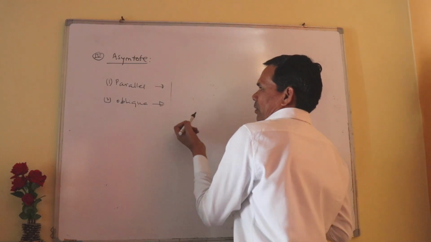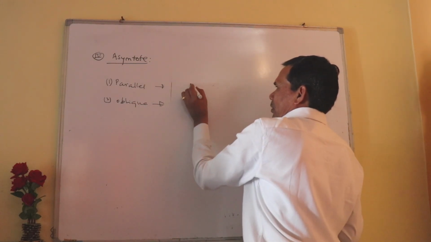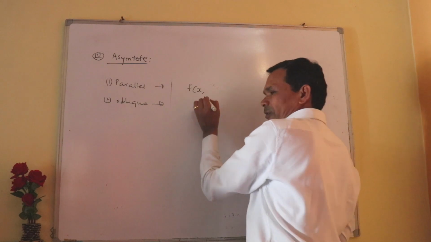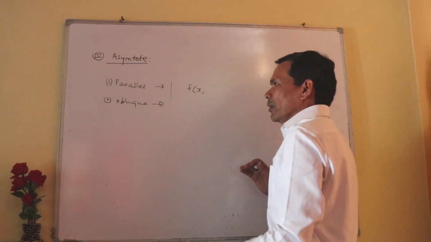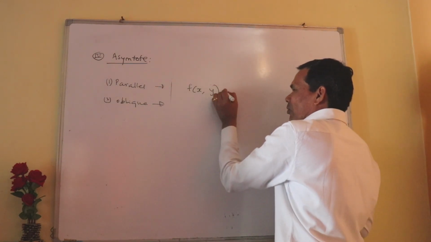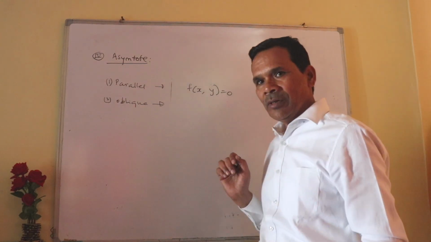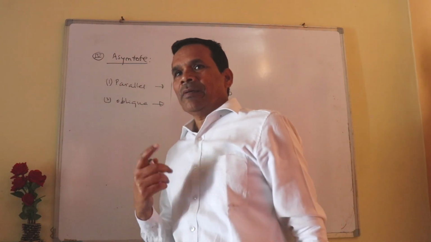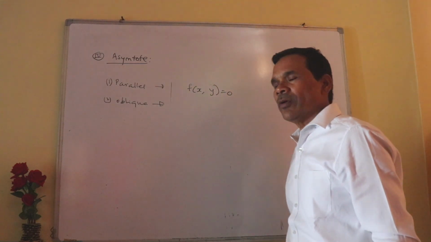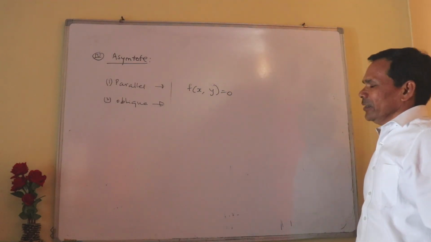What is the time? time. F of xy is equal to 0. 20 minutes. Huh? 20 minutes. 10 minutes more. Okay. F of xy is equal to 0.